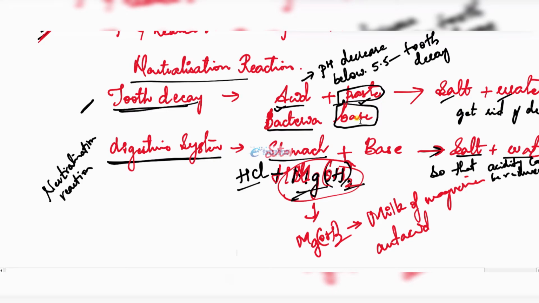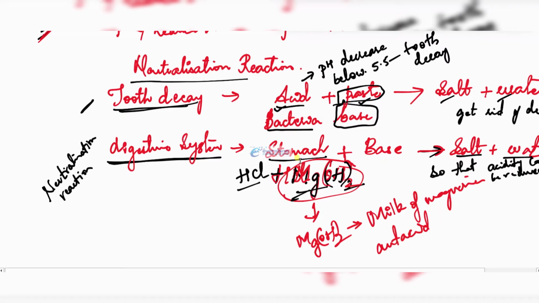So paste is nothing but by adding the base we can get rid of tooth decay. Next, digestive system. Even in the digestive system we can find a neutralization reaction. As you know, due to the acidity in the stomach, acid formation takes place. So by adding the base, what is the base here? Magnesium hydroxide, that is milk of magnesia, that is nothing but antacid. So here antacid is a base.